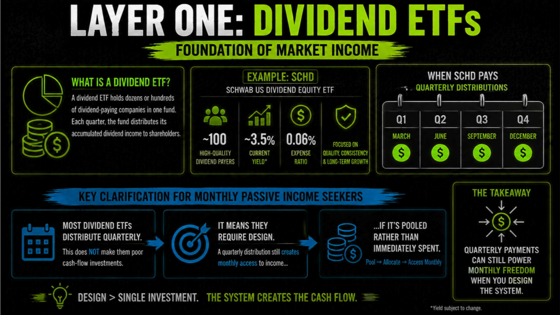The important clarification for viewers searching for monthly passive income is this. Most dividend ETFs distribute quarterly. SCHD pays in March, June, September, and December. This does not make them poor cash flow investments. It means they require design. A quarterly distribution still creates monthly access to income if it's pooled rather than immediately spent.